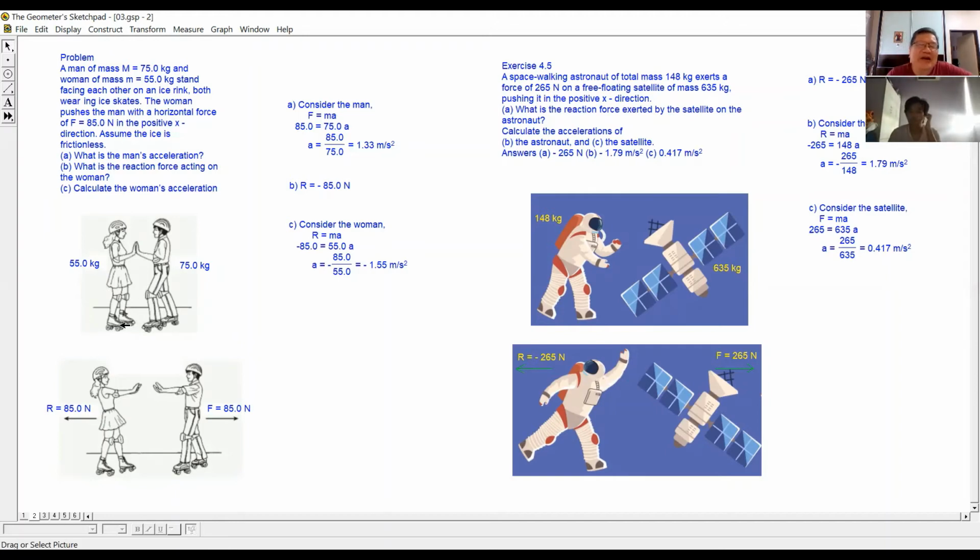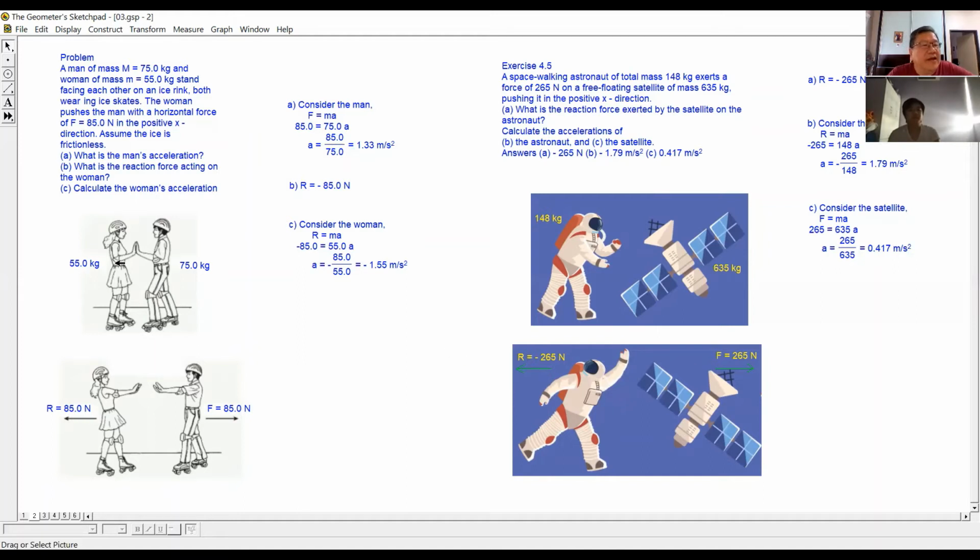So what they are trying to say is that there is no frictional force between the two people and the floor. So before anything happened, the situation is like this: 55 kg, 75 kg, both of them standing at rest inside a skating ring, no friction.